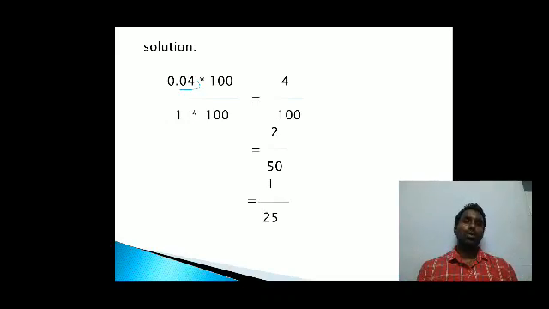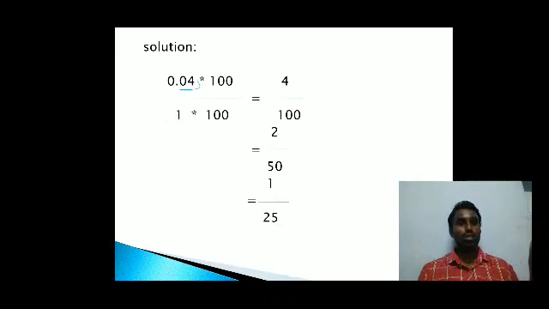Okay, so I have taken 0.04 divided by 1. Now just look carefully at the numerator, 0.04. After the decimal point, how many digits are present? 0 and 4, so 2 digits are there. Whenever only 2 digits are present after the decimal point, we have to multiply by 100.